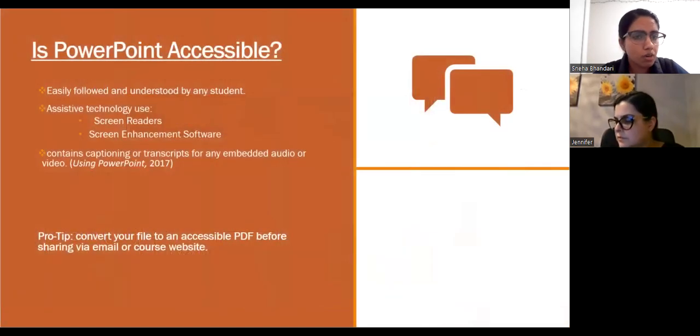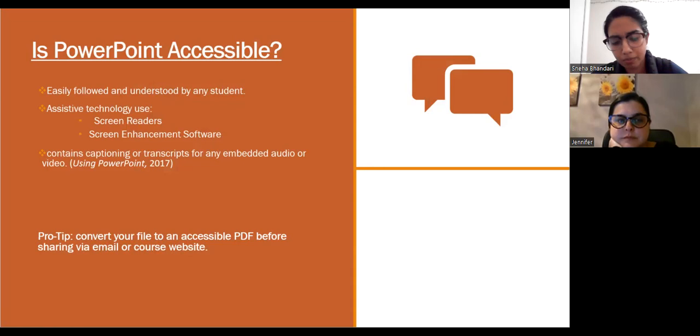Here we go. Let's talk about the accessibility features of PowerPoint. I would start by saying that an accessible PowerPoint presentation is one that can be followed and understood by any student. So it's simple to understand, simple to use, both for instructors and students. It provides the option of screen readers, which read aloud the information on the computer screen, such as written text or the description of an image provided through alternative text.